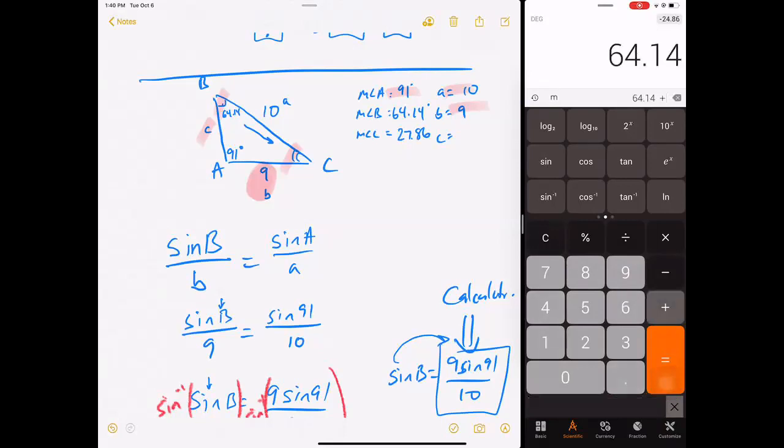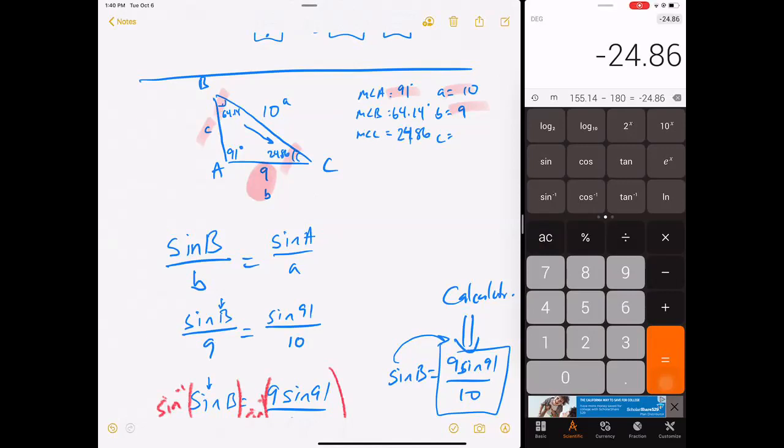64.14 plus 91 equals, minus that from 180. Oh, I made a mistake. This was a 4. That's not a 7. Are you guys getting 24.86? Yeah. Okay, my mistake for the first time.